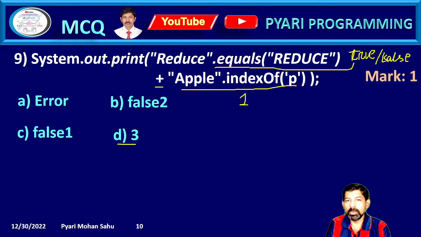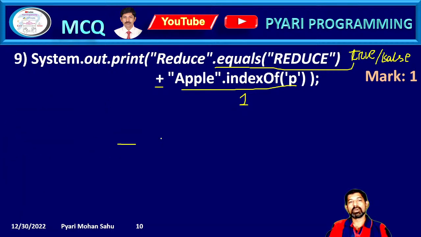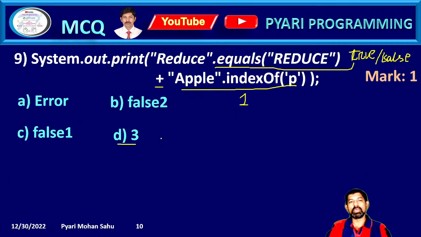Okay, let me wait for the others, whether their option is A or not, or they will stick with the C. Somebody has given 3 also, D. Now Om Prasad Panigrahi, answer is false 2. Okay, Sibam says error. Sanchita Patra says error.